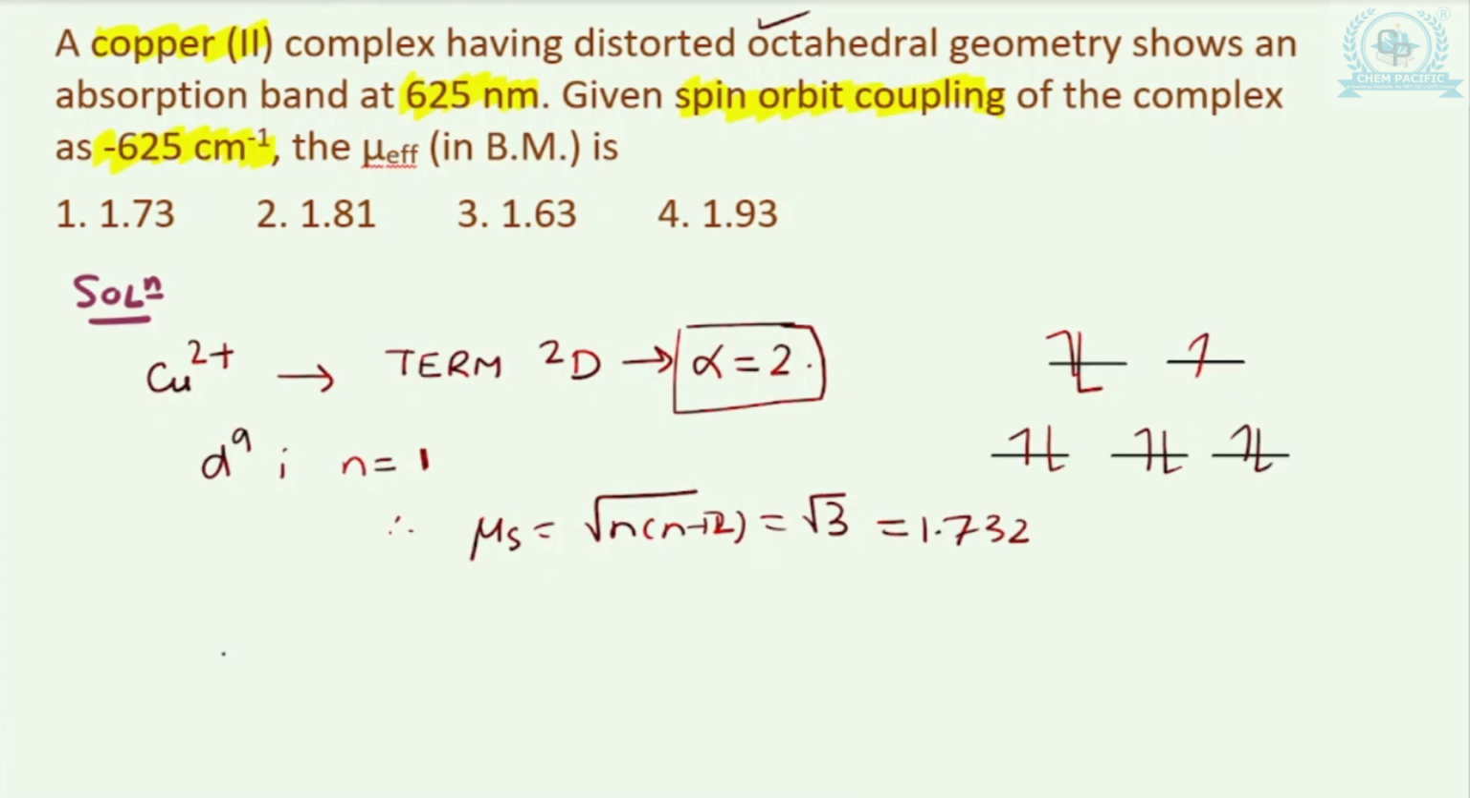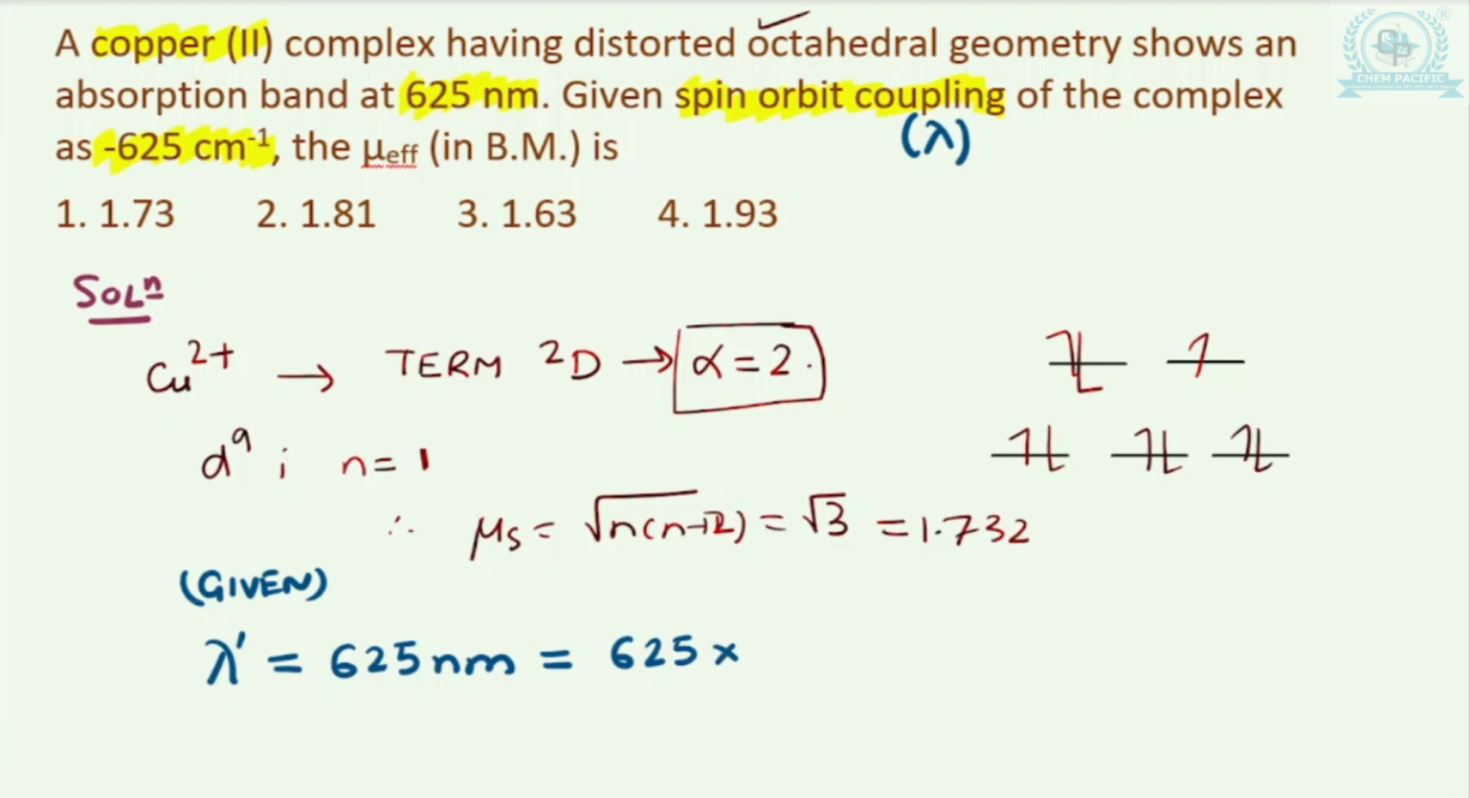Absorption band value of lambda, let me say lambda dash, because lambda we have taken as the spin orbit coupling को भी हम lambda बोल रहे, so let the wavelength be lambda dash. So this is 625 nanometer. This is the given data, very important. So this one is your given data. This is 625 nanometer, which is equal to 625 into 10 to the power minus 7 centimeter.